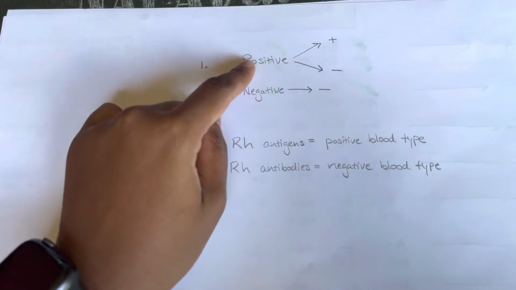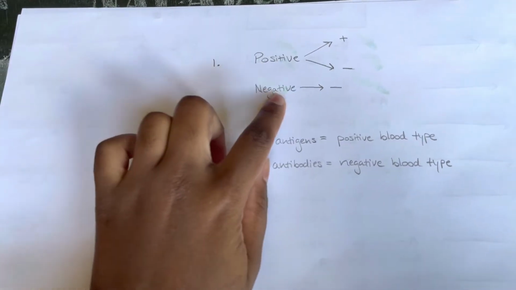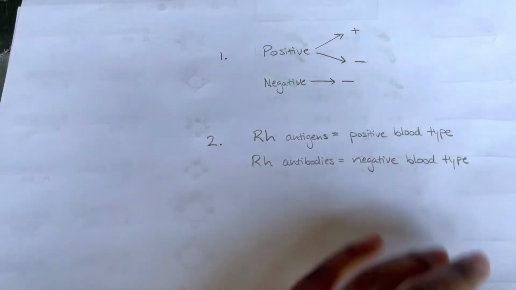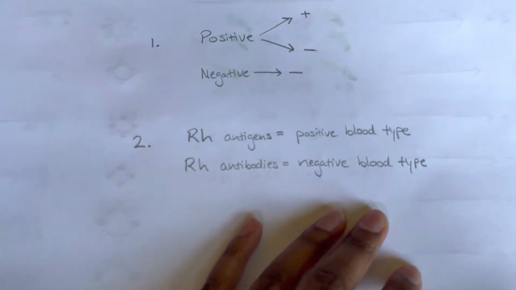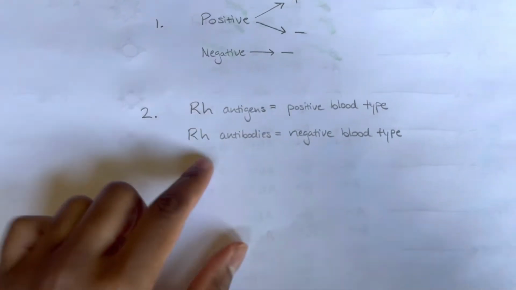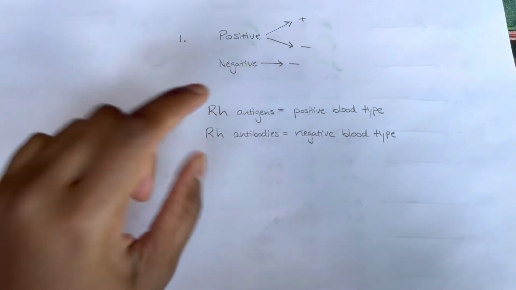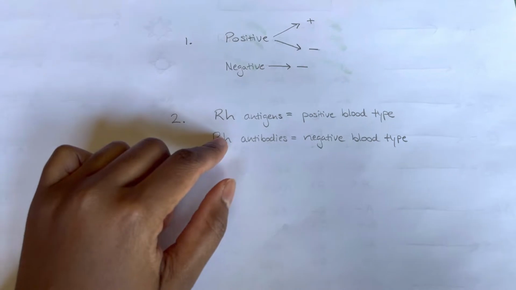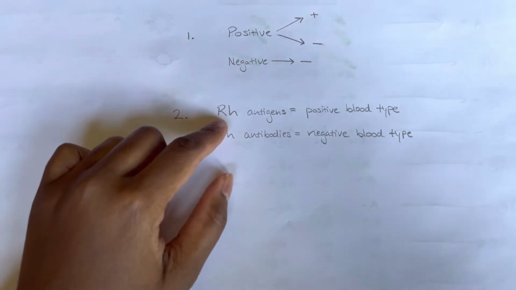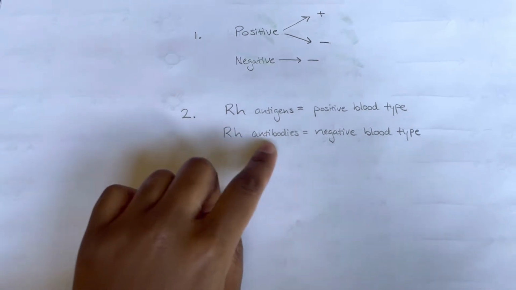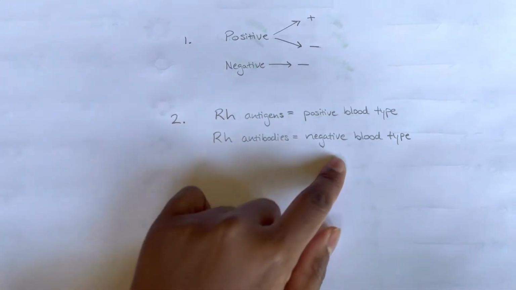Remember, positive people love all. Negative people don't really love all. They kind of just interact with their type of people, the negative people. All right? And then we have the RH factor. So how do we know something is a positive or a negative? If it has the RH antigen, then it is positive. If it doesn't have the RH, which now becomes an antibody, then it's a negative.